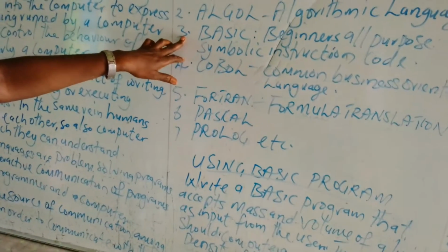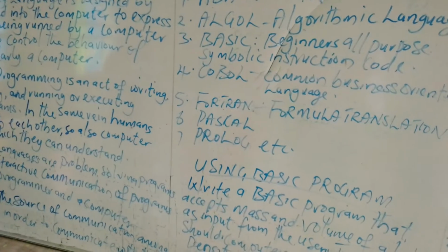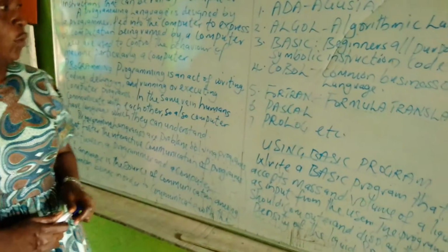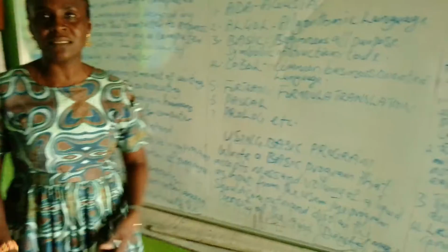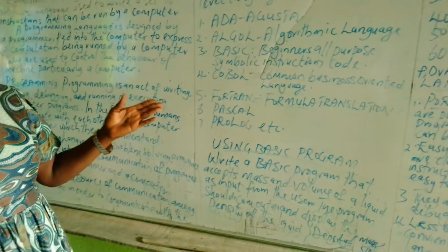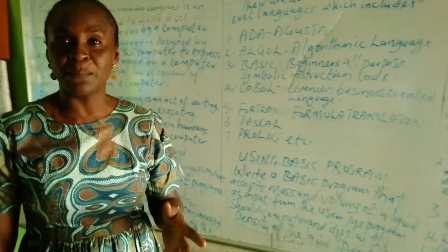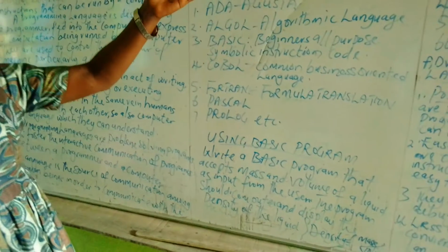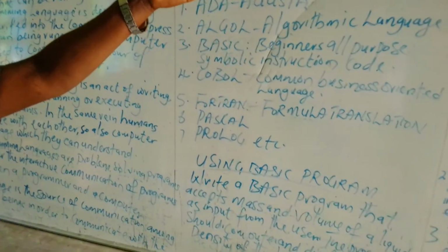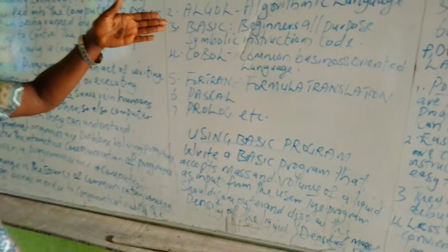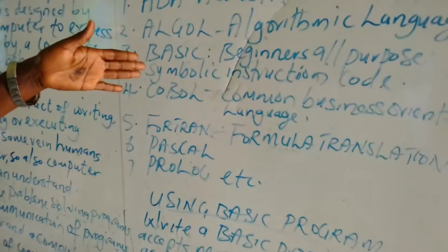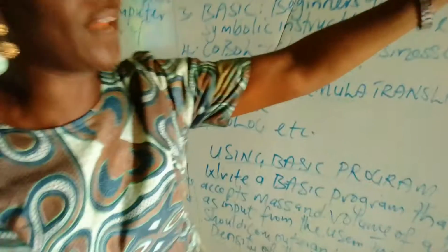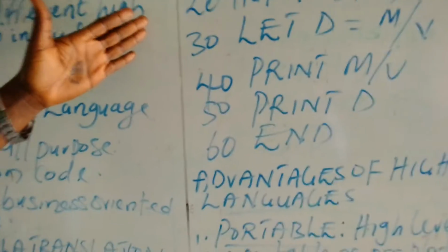Now, the next one you have there is the BASIC language. BASIC simply means Beginner's All-purpose Symbolic Instruction Code. Why is BASIC called the beginner's language? It is called the beginner's language because of its simplicity and flexibility. BASIC language instructions are written in line statements, and these instructions are case sensitive, like you can see here. BASIC instructions are case sensitive.